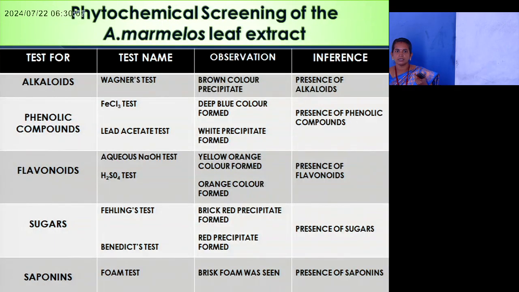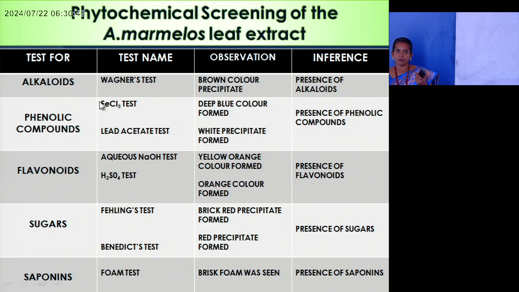The major components present in the leaf extract of Aegle marmelos act as reducing agents for nanoparticle synthesis. The leaf extract contains many secondary metabolites such as alkaloids, phenolics, flavonoids, sugars and saponins. Before synthesizing the nanoparticles, we have to check the secondary metabolite analysis of the leaf extract. For alkaloids, we use Wagner's test as the confirmatory test, which gives brown colored precipitates.